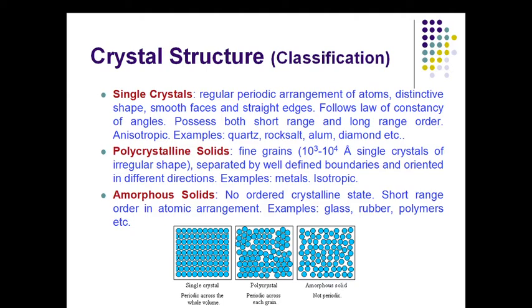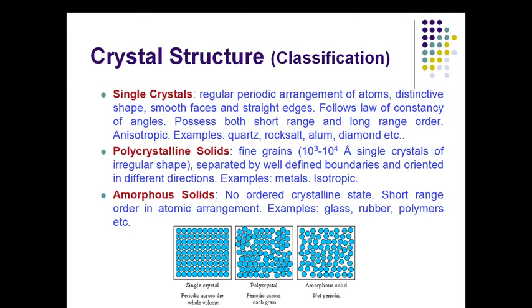So I am going to classify the solids into these three types based on their atomic arrangements. Here we are defining a solid as nothing but the collection of atoms. Here atoms are distributed in a certain manner, or in a particular order, where a particular atomic arrangement is repeated over certain distances.